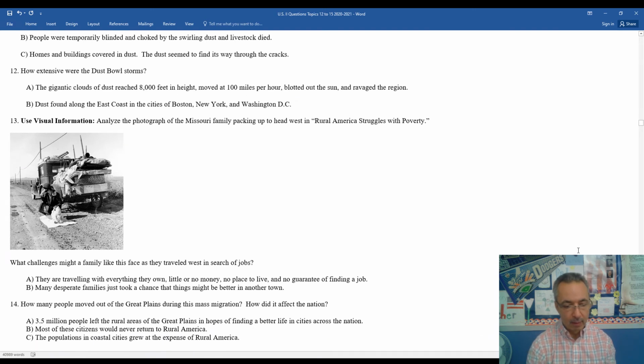When we look at the mass migration out of the Great Plains during this period of time, over 3.5 million people left the rural areas of the Great Plains in hopes of finding a better life in cities across the country. Many of these citizens would never return to rural America, as we saw a permanent shift into big cities. We even saw this when we were studying the 1920s. By the 1920s, the population had shifted into cities, more so than in the rural communities, and never again would it go back to being more people living in rural America than in big cities.